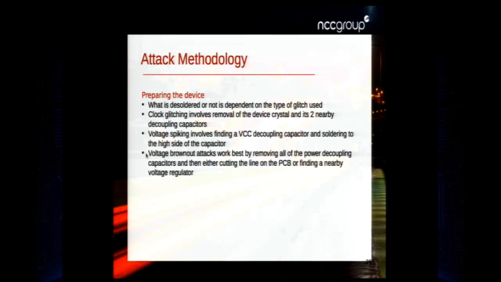As an example for the voltage spiking attack, you can look at the ChipWhisperer Lite tutorial, which does exactly this. It has you solder a wire to the high side of a power cap and lets you do voltage glitching like that. If you're doing a brownout attack on a device, it's best if you either just remove the device altogether, or if you find the voltage regulator directly connecting to it and then remove any sort of decoupling capacitors.